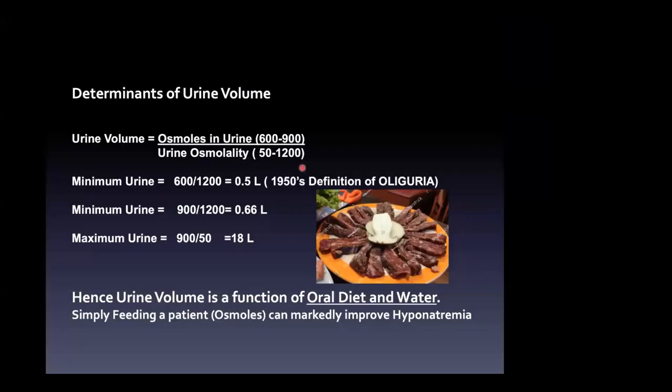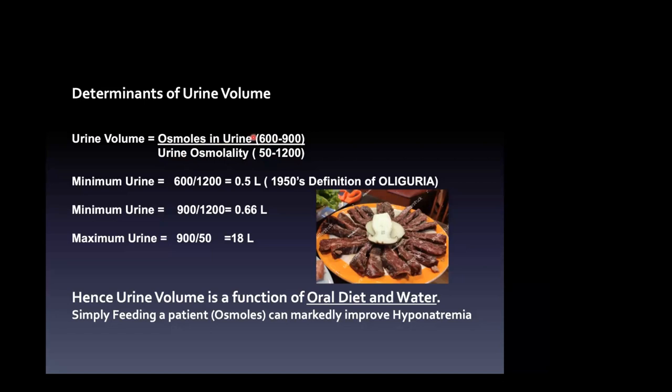So very important, I just want to emphasize once again, your urine volume is determined by two variables. Number one is the number of osmoles in the urine, which in turn depends upon the osmolarity of the food you eat, and divided by the urine osmolarity, right? The urine osmolarity varies between a minimum of 50 when there is no ADH to a maximum of 1200 when there is ADH. The osmoles in the urine are usually 600 to 900.